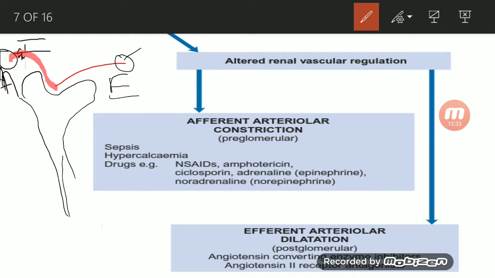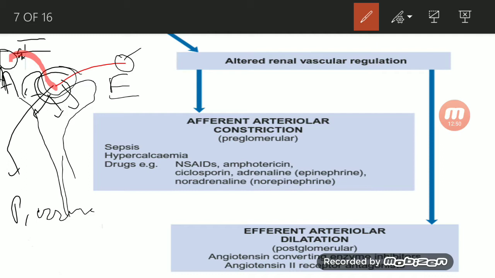Now the main reason for this is that it helps in the development of pressure in your glomerulus. This pressure in your glomerulus helps in the filtration of your blood.